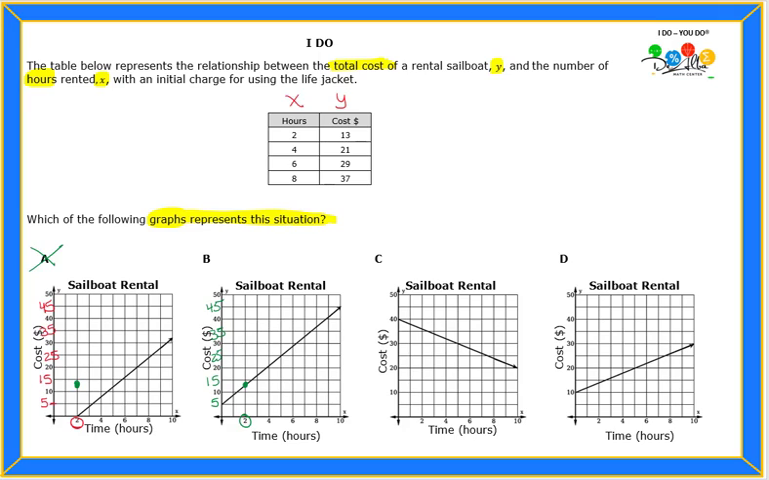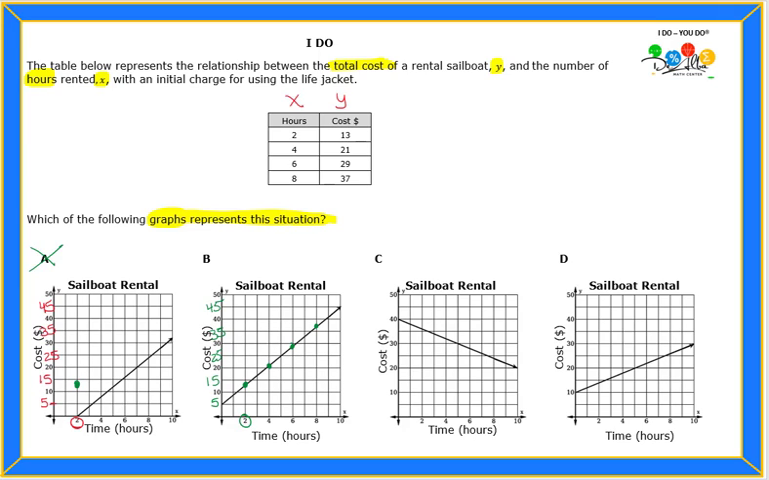Then I have 4 and 21. So this is 4. That's 20. So 21 kind of seems okay also. And then we have 6 and 29. So that's just below the 30. And the last one is 8 and 37. So that's 35. You know what? B looks pretty good, right? So we'll leave it like that.